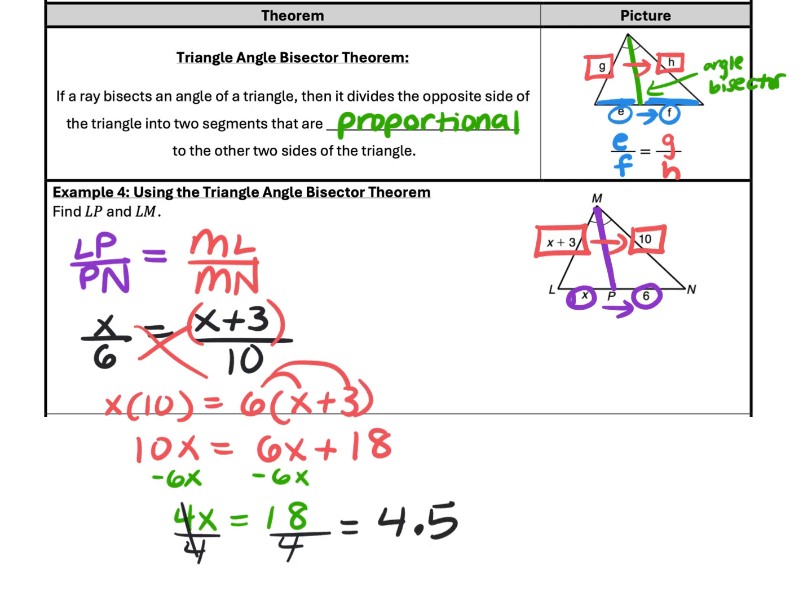Now, careful, the directions do not ask us to find x. They ask us to find LP and LM. Well, LP is just the x value, which is just 4.5. And then LM is x plus 3, so we're going to need to do 4.5 plus 3. And that gives us LP is 4.5, add 3 to that. LM is going to equal 7.5.